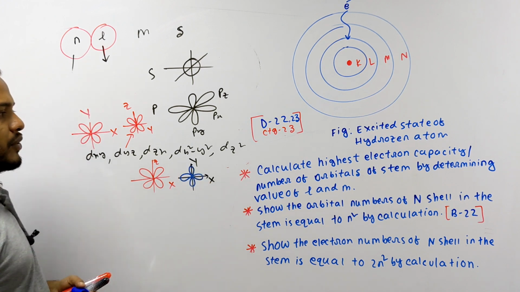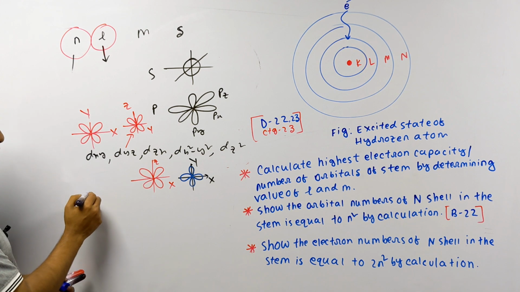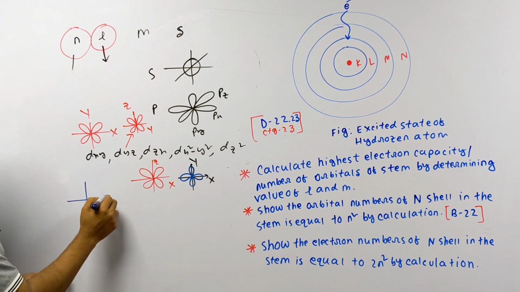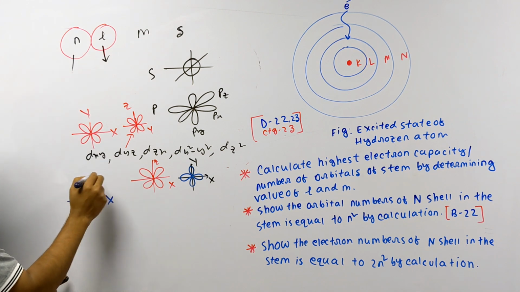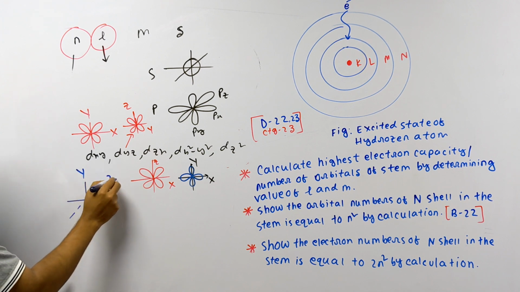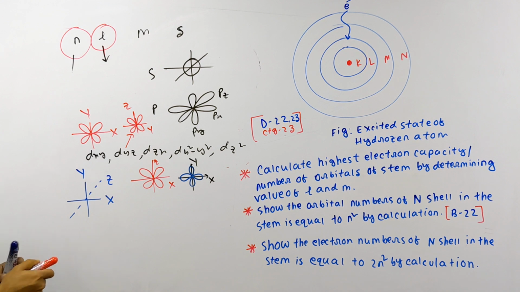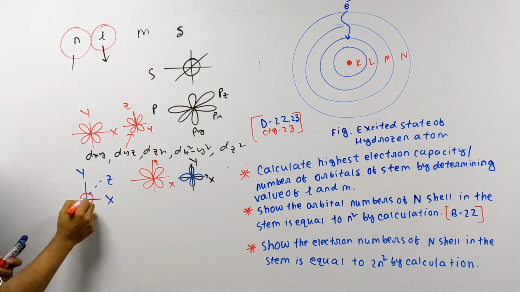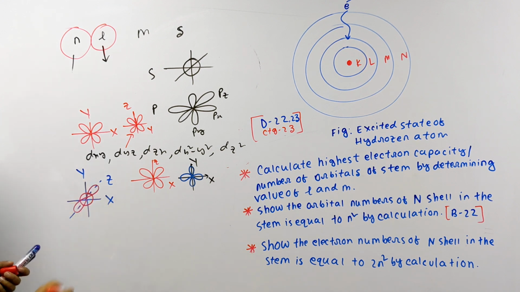Now what is the dz square shape? Dz square shape is that: suppose this is x and this is y and this is z. This is z axis. So there is a 3D ring, and this is also like this one. Okay, this is dz square. So there are 5 d orbitals.